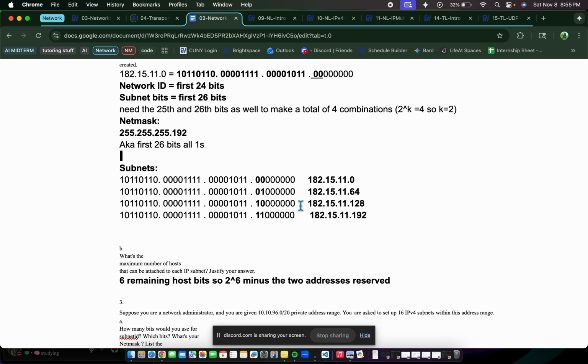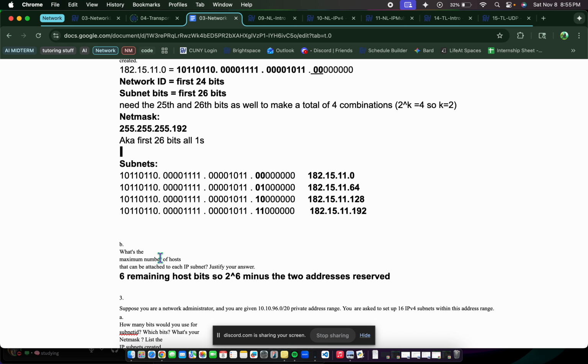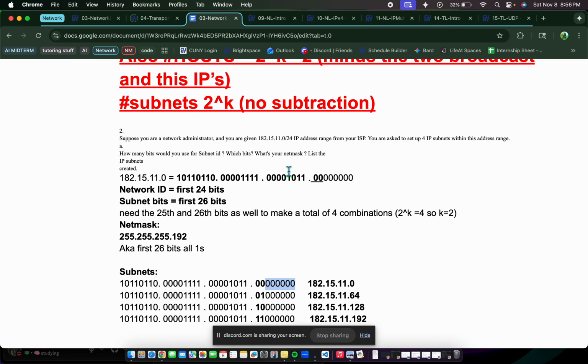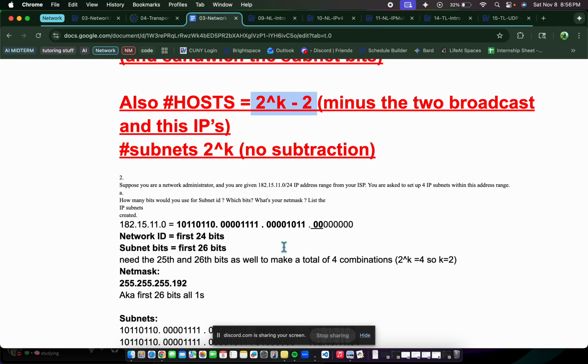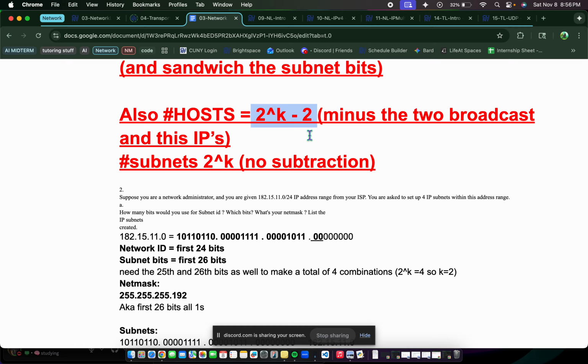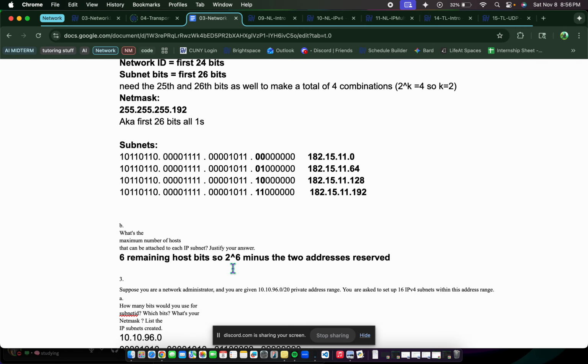Now over here, what's the maximum number of hosts this time that can be attached to each IP subnet? Well, what is our host bit? 1, 2, 3, 4, 5, 6. 6 total bits, each having 2 possibilities. Is there a formula for that? Right here, 2 to the k, so 2 to the 6, and then don't forget to minus the 2 for the 2 broadcasting hosts. So, exactly.